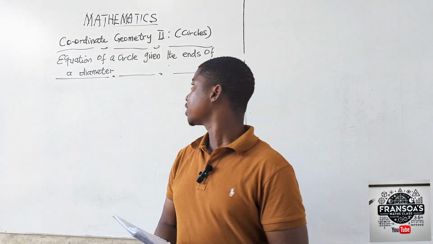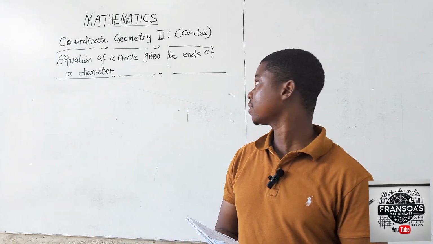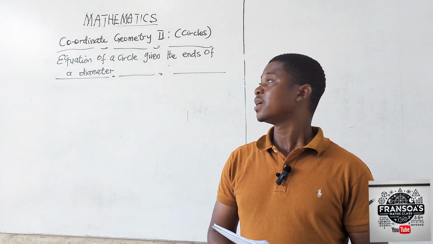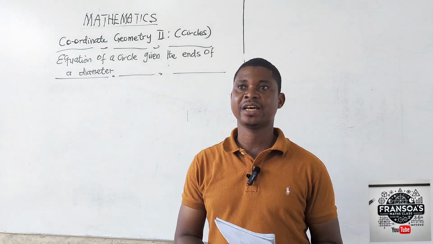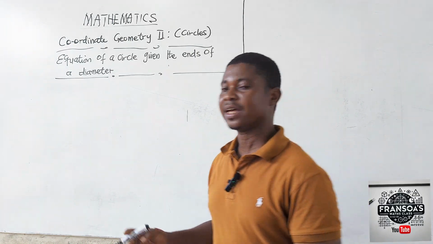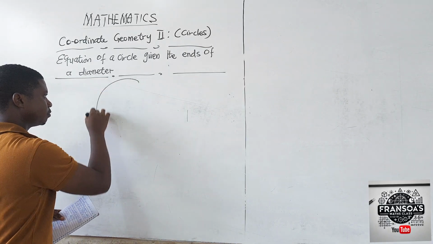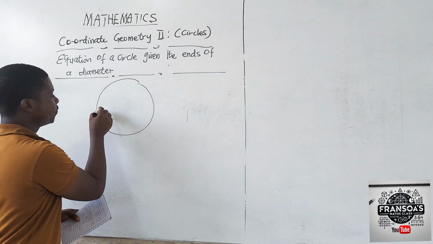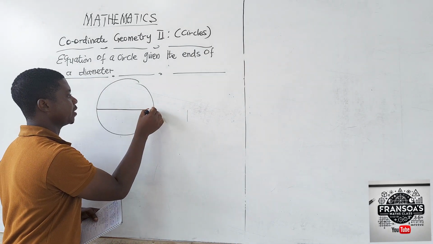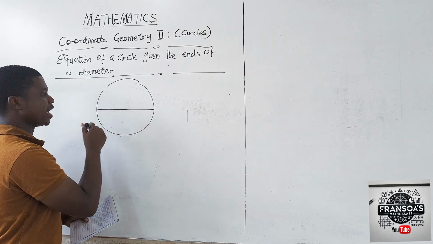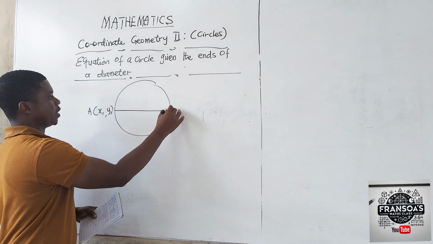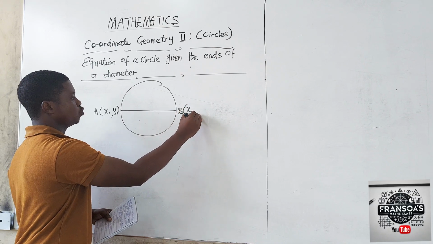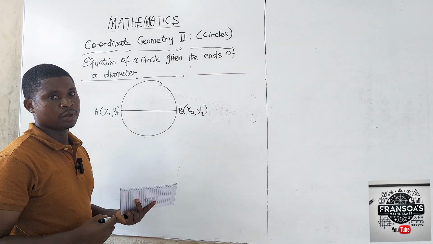Today, our topic is geometry 2, that's circles, and the subtopic is the equation of a circle, giving the length of a diameter. So, when you have this circle and we've been given a diameter, let's say our A is (x1, y1) and our B is (x2, y2).